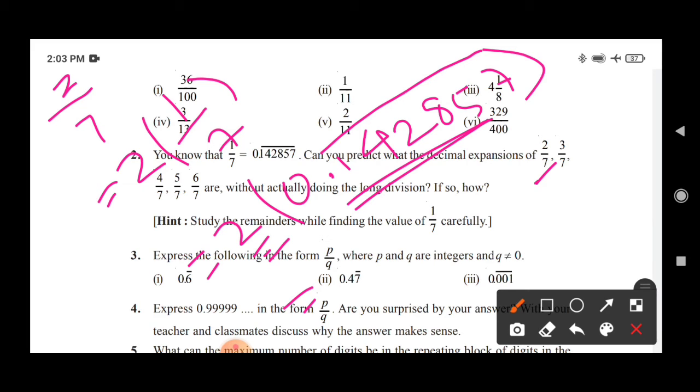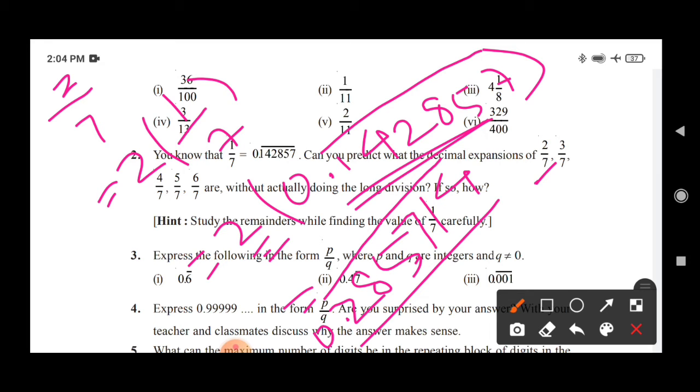2 into 7 is 14, remainder 1, 2 into 5 is 10, 11, again remainder 1, 2 into 8 is 16, 17, now remainder again 1, 2 into 2 is 4, and remainder 1 makes 5, 2 into 4 is 8, and 2 into 1 is 2, so 0.285714. So it will also have a bar. Now you can say that this 2 by 7 is equal to this one.